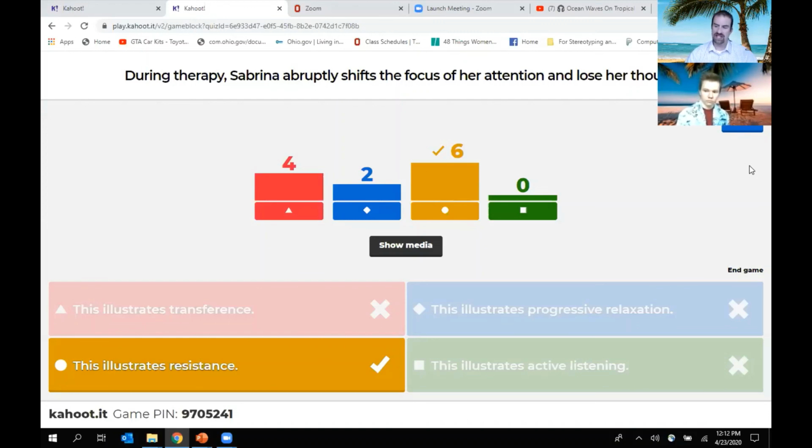So that's the idea behind Sabrina changing her focus in this case: she might be demonstrating resistance, where she's not comfortable talking about something, meaning maybe there are some underlying difficulties there. Okay, so spend some time before the exam reviewing psychodynamic therapy a little bit. And again, as always, once you review that, if you have questions, let me know. Let's keep rolling here.